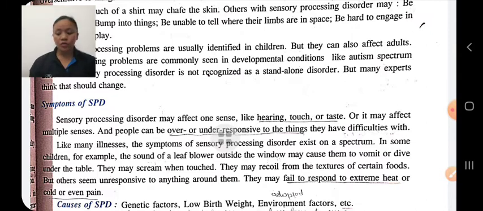The causes of sensory processing disorders may be genetic factors, low birth weight, environmental factors, using drugs, brain disease, etc. Its management techniques include changing his lifestyle, counseling, meditation, medicine, etc. These are the management techniques for sensory processing disorders.